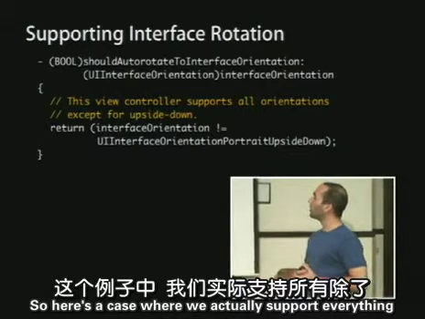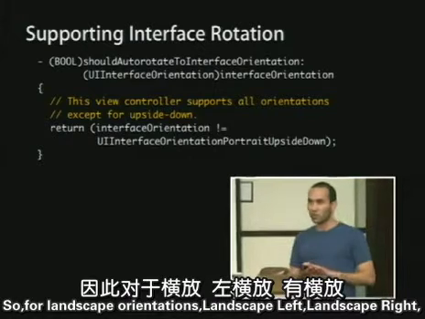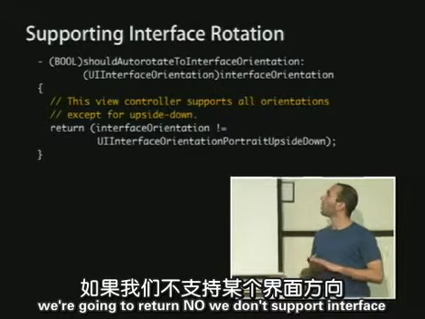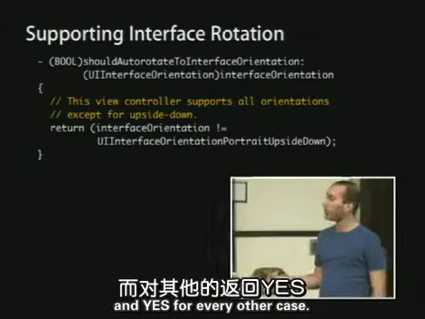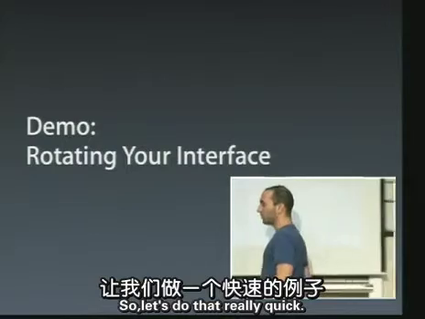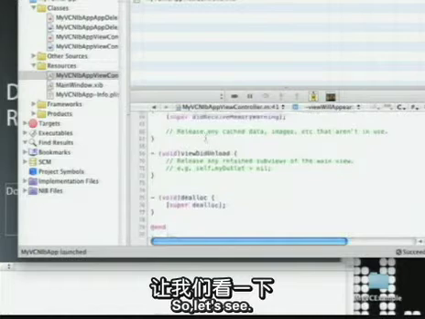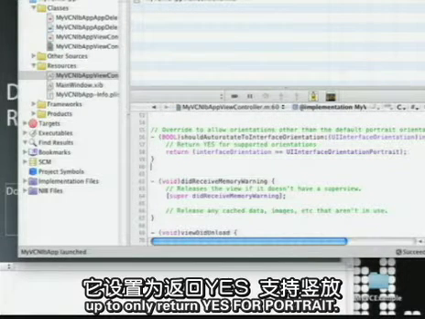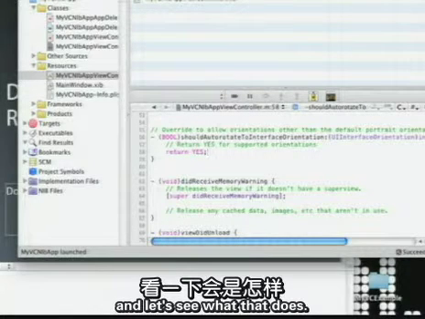So here's a case where we actually support everything except upside down, right? So for landscape left, landscape right, portrait, and portrait upside down, we're going to return no, we don't support the interface orientation, don't rotate in the upside down case, and yes for every other case. So let's do that really quick. So let's see. Conveniently, this is already in the template, and it's set up to only return yes for portrait. So let's just return yes for all. And let's see what that does.